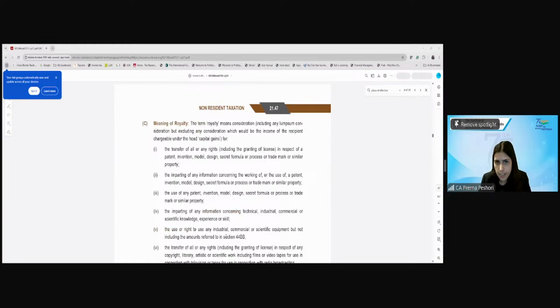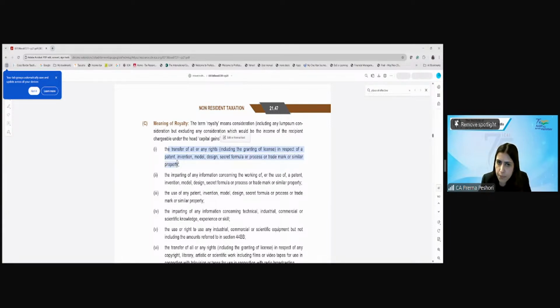What is the meaning of royalty? So royalty means consideration, including any lump sum consideration, but excluding any consideration which is income of the recipient under the head capital gain. So basically royalty means consideration for the transfer of all or any rights, including the granting of a license in respect of patent, invention, model, design, secret formula, process or trademark or similar property.